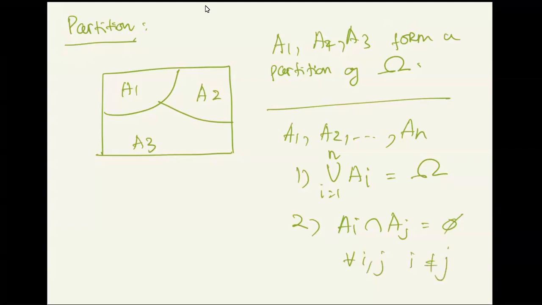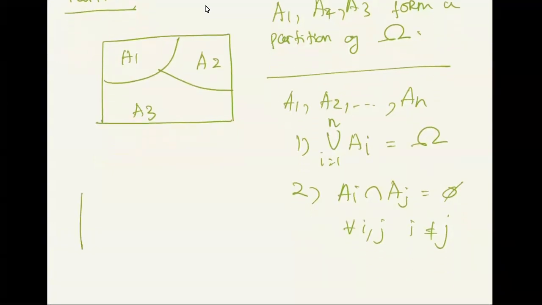So let's check here. In this picture, we have A1 union A2 union A3. It gives us the whole sample space, which is the rectangle, right? And then I check the pairwise disjoint condition. A1 intersect A2. Is there any overlap? No, so they satisfy it. A2 intersect with A3. Is there any overlapping? No, so it's satisfied. Similarly for A1 and A3. So each pair of sets is pairwise disjoint and their union is the sample space. Therefore, they form a partition of the sample space.